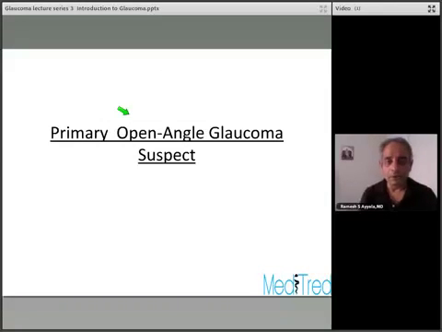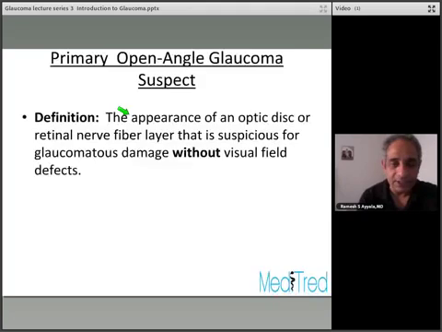So glaucoma, primary open angle glaucoma, when you examine these patients in the clinic, I will show you some examples as to how we classify them. We classify them either as a glaucoma suspect, ocular hypertension, mild, moderate, or severe open angle glaucoma patients, right? And so we'll go through each one of them with an example from my own practice.